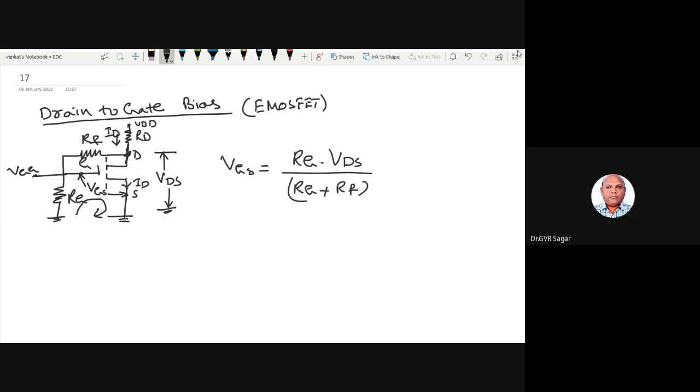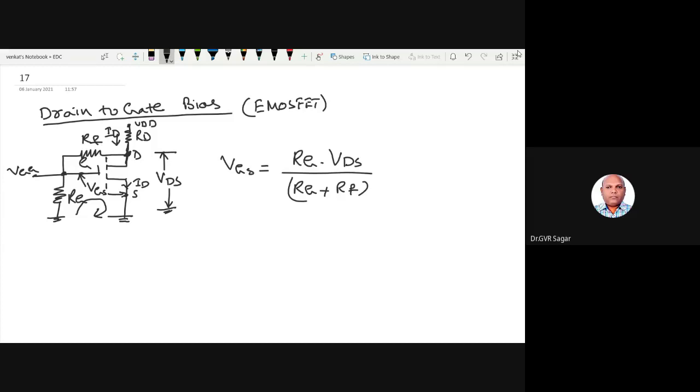Be careful. Earlier, with voltage divider bias, we connected this resistance there, so we took VDD. Now in the feedback method we have connected it at the drain terminal. So the voltage existing at the drain terminal is VDS. So the drop across RG is RG into VDS by the total resistance, because these two resistances are in series combination, RG plus RF. So VGS is equal to RG into VDS by (RG plus RF). The rest of the things are the same, common.